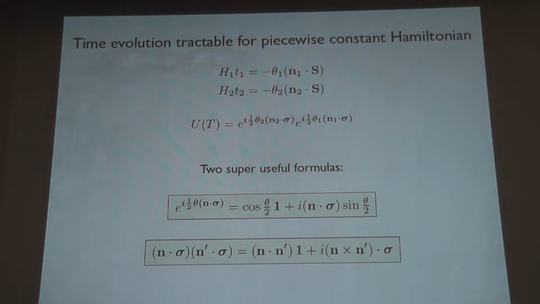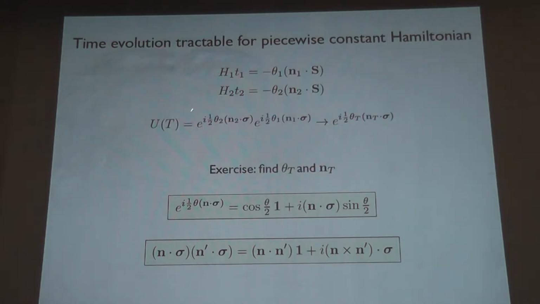I have two matrix exponentials. I have to multiply them together. But now, using these formulas, I can combine them into one rotation about some axis n_t and some angle theta_t, which you can find. Actually, here is your exercise. Now, real one. You can find that angle and that unit vector using those formulas. Right? So now I've taken this composite evolution and mapped it to a single rotation, which gives me the same final state that I would get by these two rotations.